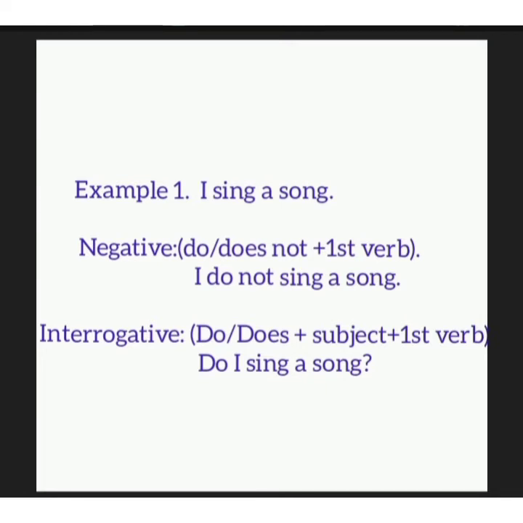Let us change it into interrogative again. The formula is do or does plus subject plus first form of the verb. Since we know that I should be used with do, we have to start with do. The subject here is I, do I. The verb is sing a song. Do I sing a song?